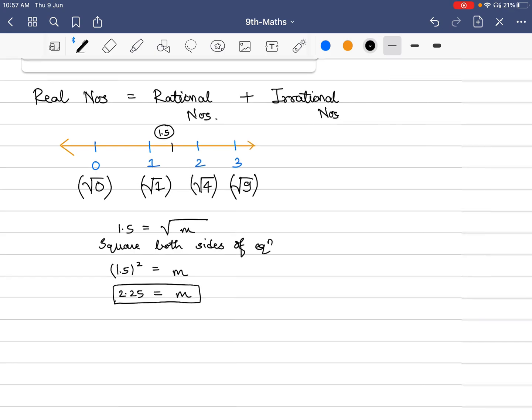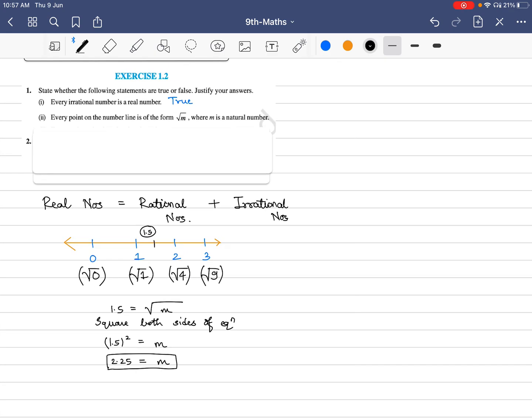However, let's read the question again. They have said that every point of the number line is of the form root m, where m is a natural number. Is m a natural number here? No. 2.25 is not a natural number. In fact, it's a rational number.